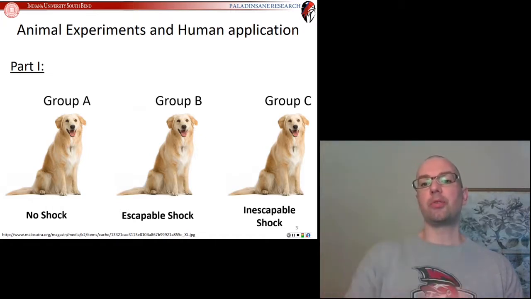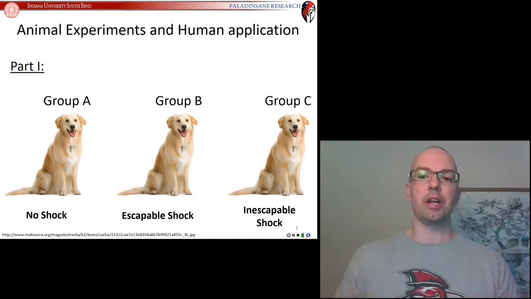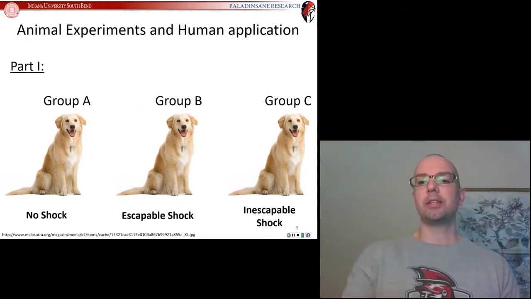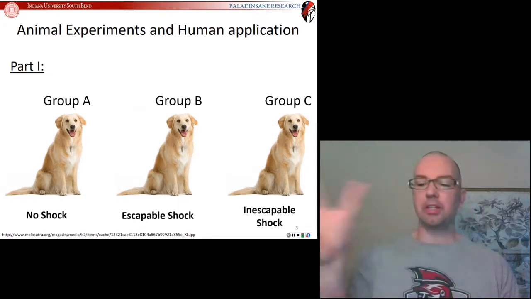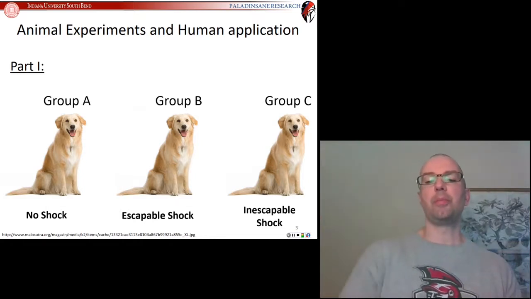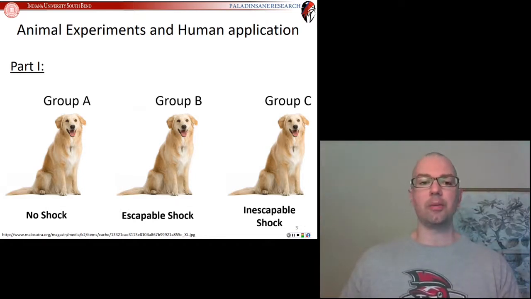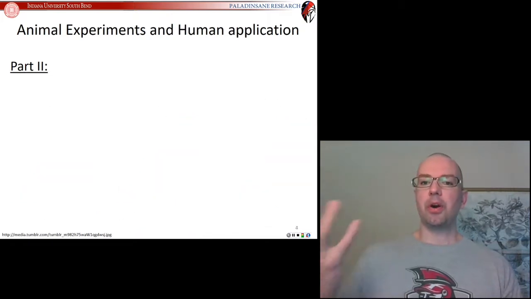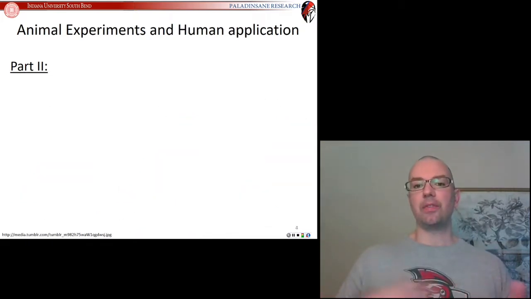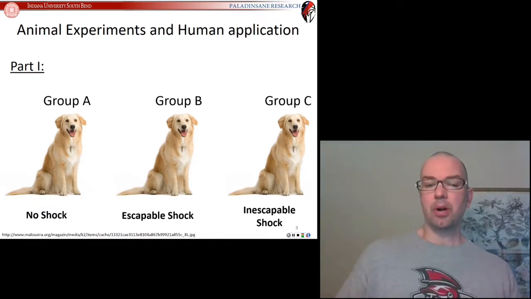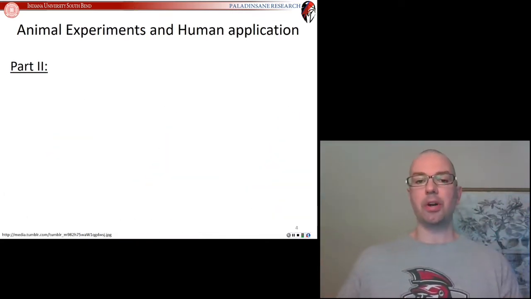Importantly, remember that Group B and Group C received the same amount of shock, so they would be shocked at the same time and in different rooms, and Group C's shock would turn off as soon as Group B pressed their panel. And then in part two, he took a look at how this prior learning in part one affected subsequent learning in part two.